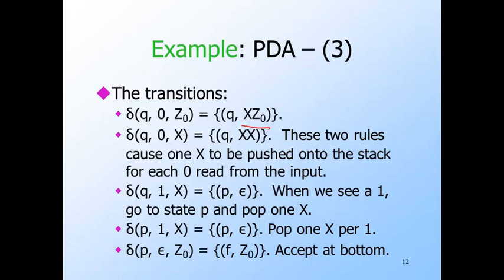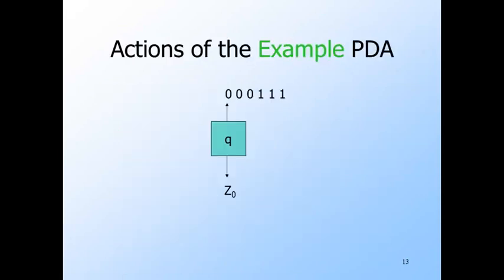The last move of this PDA says that if we are in state P with Z0 on top of the stack, then without using any input, we go to state F. The Z0 remains on the stack, although that is not important. Here's a moving picture of the PDA we designed with 0001111 waiting on the input. Initially it is in state Q with just Z0 on the stack. That's the initial configuration.